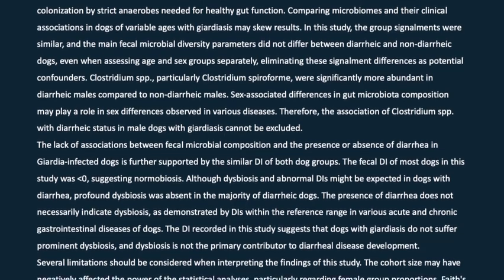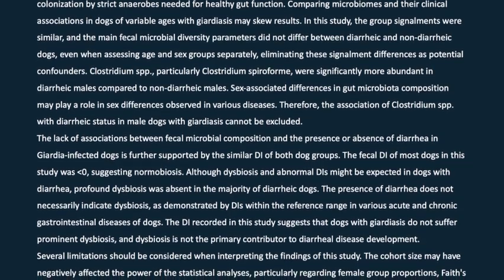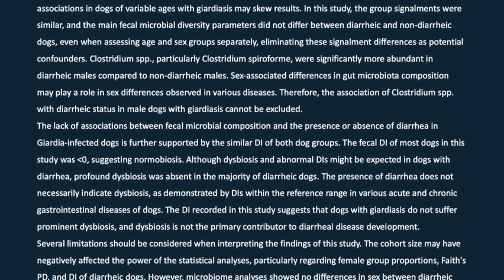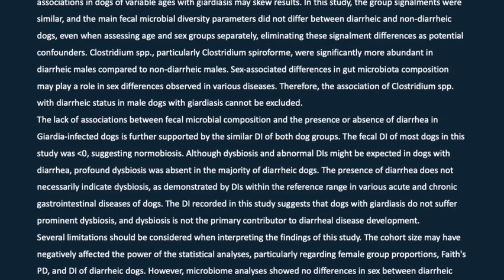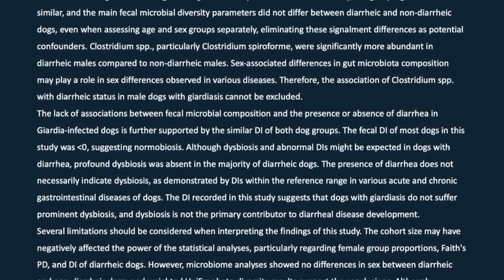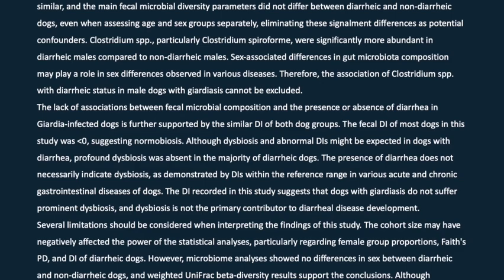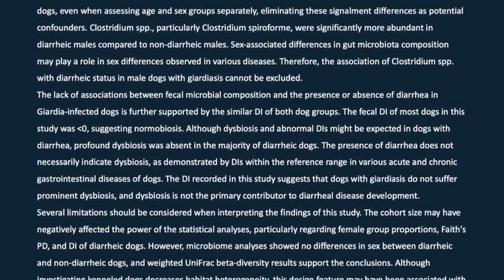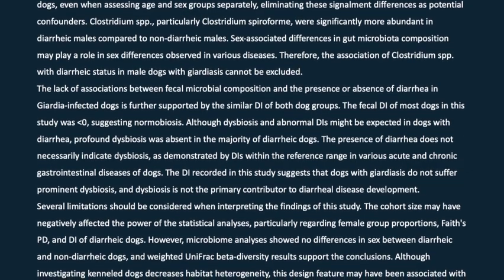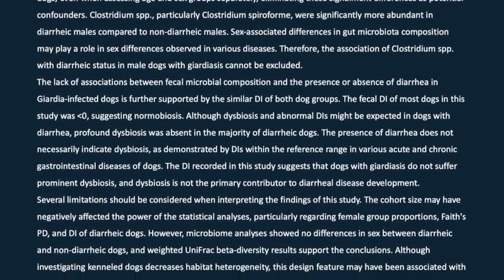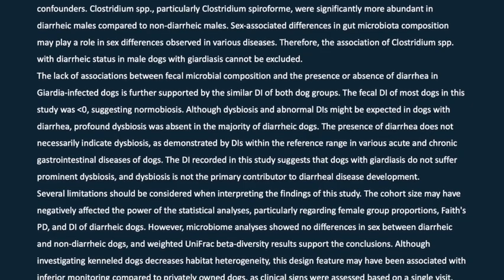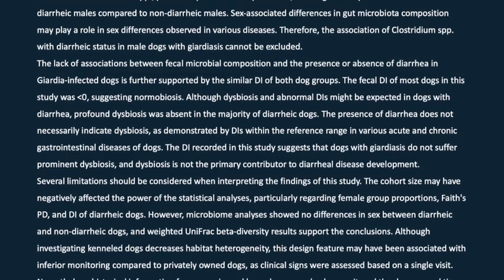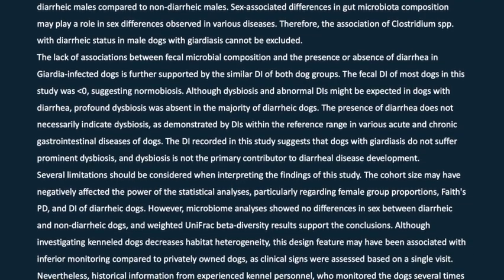The fecal DI of most dogs in this study was a 0, suggesting normobiosis. Although dysbiosis and abnormal DIs might be expected in dogs with diarrhea, profound dysbiosis was absent in the majority of diarrheic dogs. The presence of diarrhea does not necessarily indicate dysbiosis, as demonstrated by DIs within the reference range in various acute and chronic gastrointestinal diseases of dogs. The DI recorded in this study suggests that dogs with giardiasis do not suffer prominent dysbiosis, and dysbiosis is not the primary contributor to diarrheal disease development.